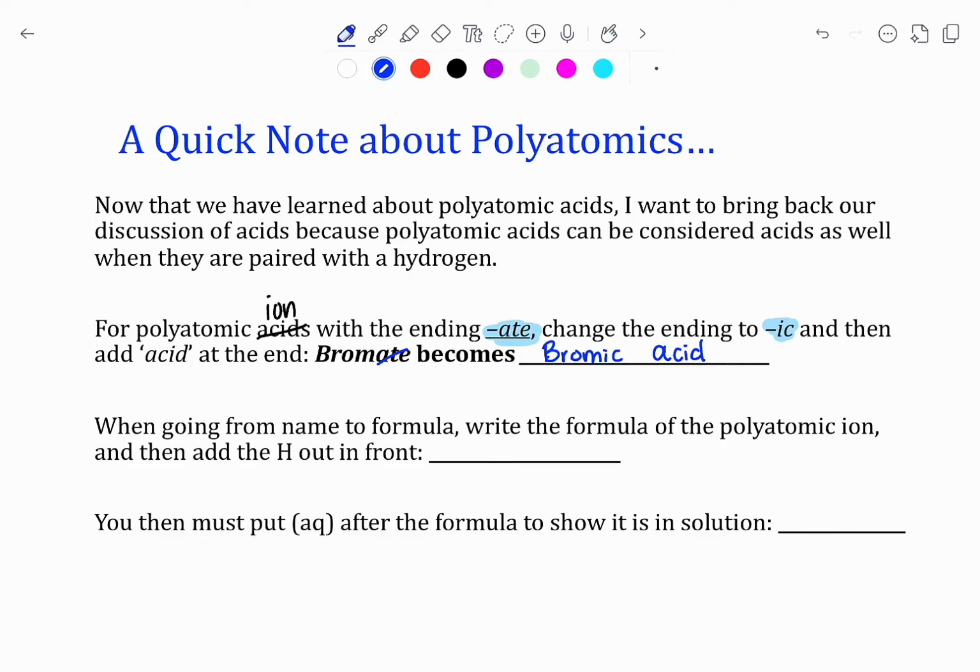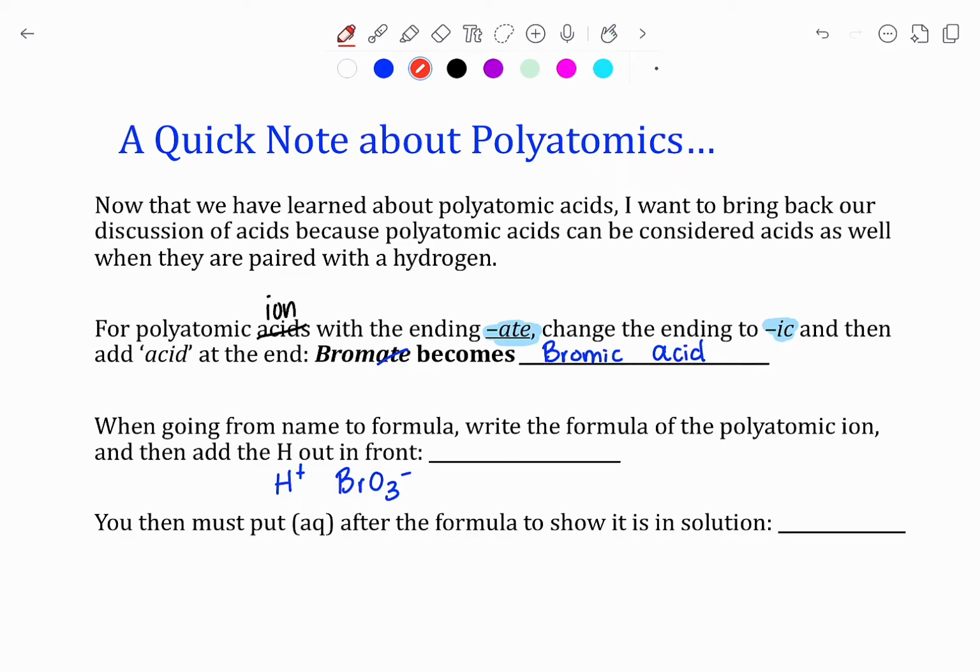Now, how do we write that formula? Well, if we have the name, we can go to the formula, and all we're going to do is pair up the charge of the polyatomic ion with the correct number of hydrogens. But that hydrogen is going to go out in front. Even though it is positive, it's the cation, we're still going to have that out front, just like when we have ionic compounds. So, we know that H is H+. Bromate has a formula of BrO3-. So we can see that we need one hydrogen for that one bromate ion.